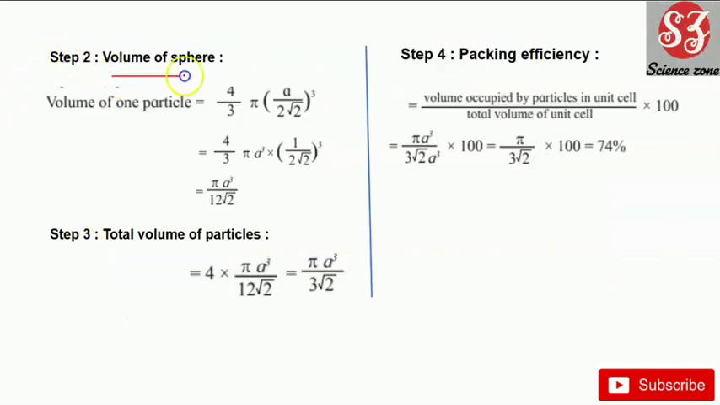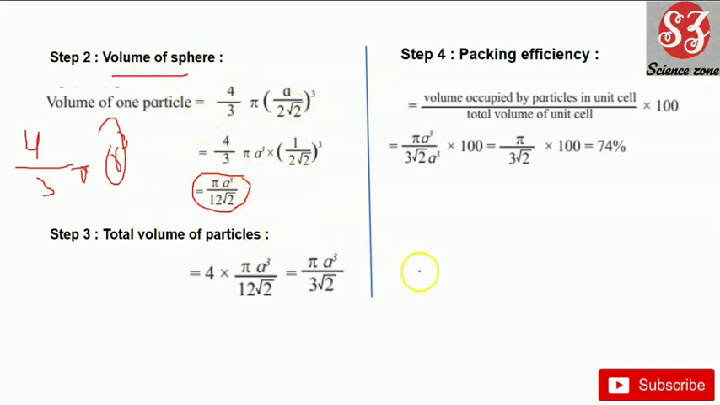Now, volume of the sphere. So volume of one particle is equal to 4 by 3 pi r cube. Correct. So substitute the value for R. The R value is A by 2 root 2, cubed, and if you solve this completely, you will get the answer pi A cube divided by 12 into root 2. So this is the answer you get for the volume of the sphere.